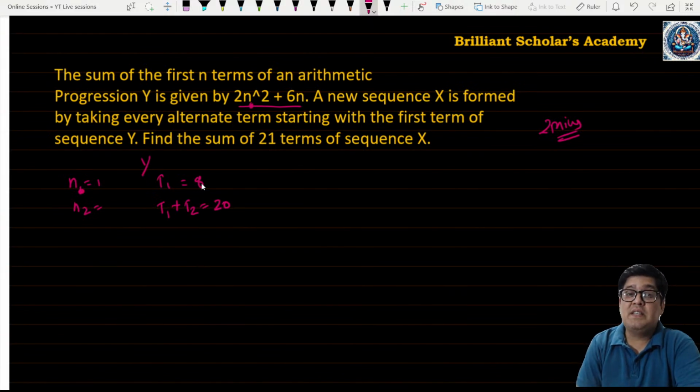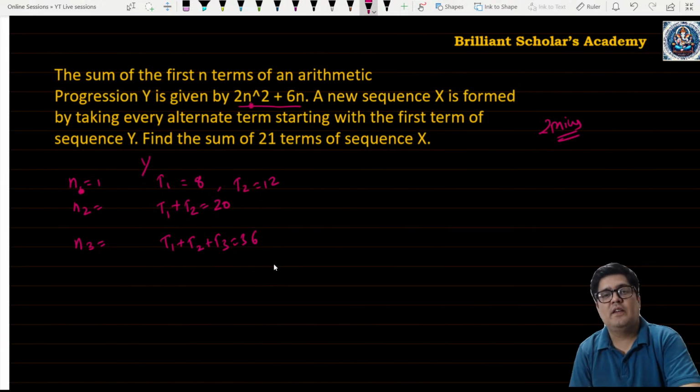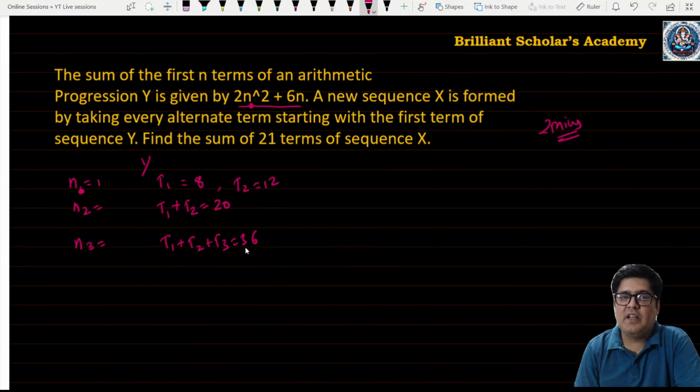So first term is 8, addition of two terms is 20. So second term turns out to be 12. When I put n is equal to 3 here, this is 9 into 2, 18, and 3, 18, 18 plus 18, 36. The addition that I am getting here for 3 terms is 36.